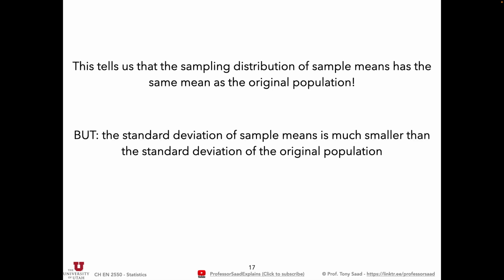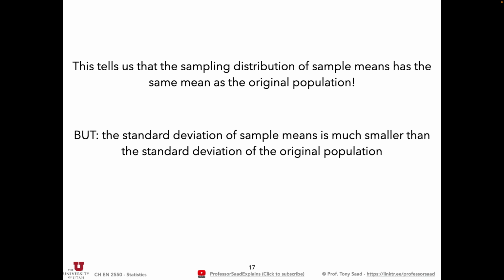Let's check this in Python. As an outcome, this tells us that the sampling distribution of sample means has the same mean as the original population, but the standard deviation of sample means is much smaller than the standard deviation of the original population. It's the original population standard deviation over the square root of n.